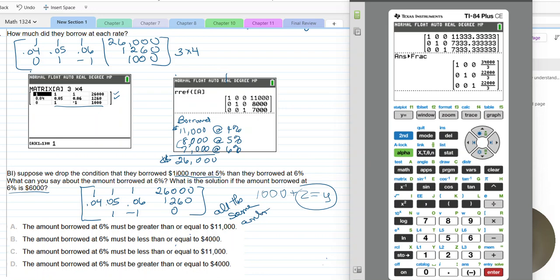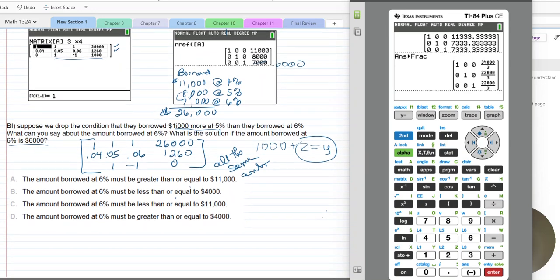And then it says, what can you say about the amount? Okay, that one, all of them would have the same. What is the solution if the amount borrowed at 6% is 6,000? So if we're saying this is 6,000, all right, and that would make it 7,000. Oh, I don't know. What would happen? All right.